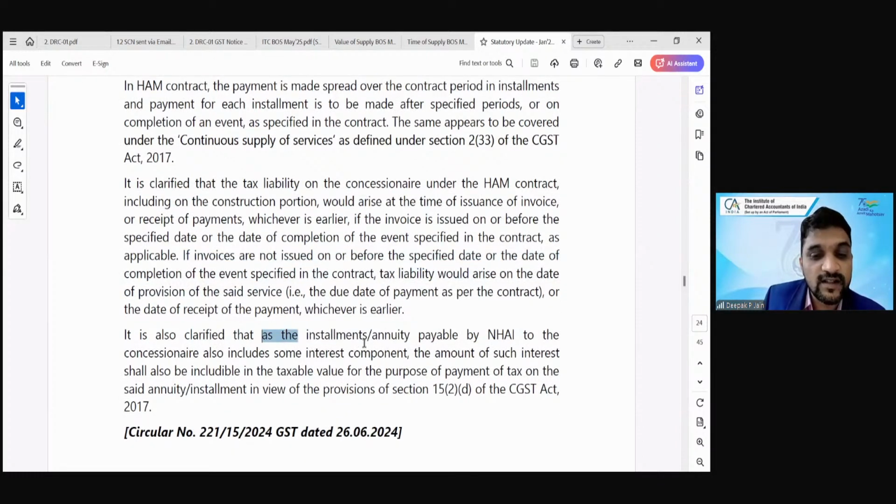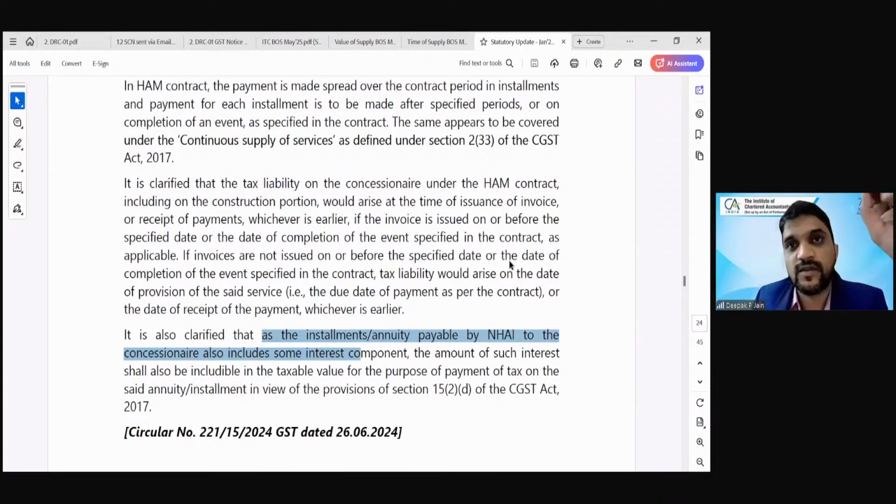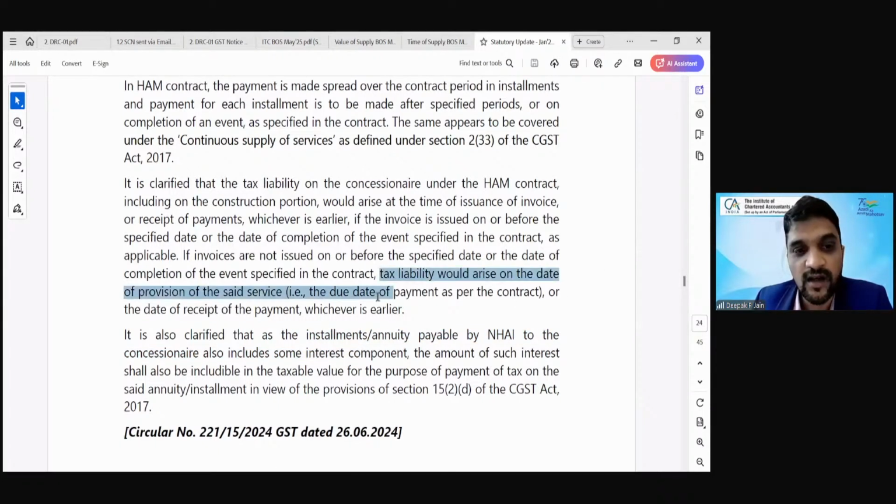It is also clarified that the installments or annuity payable by NHAI to the concessioner also includes some interest component. The amount of such interest shall also be includable in the taxable value for the purpose of payment of tax. So what they are trying to say is, what is the time limit? When should you issue the invoice? If you have issued the invoice on completion of an event as per the contract, then that will be the time of supply. If you do not issue it, then the time limit will be the date of provision of service.